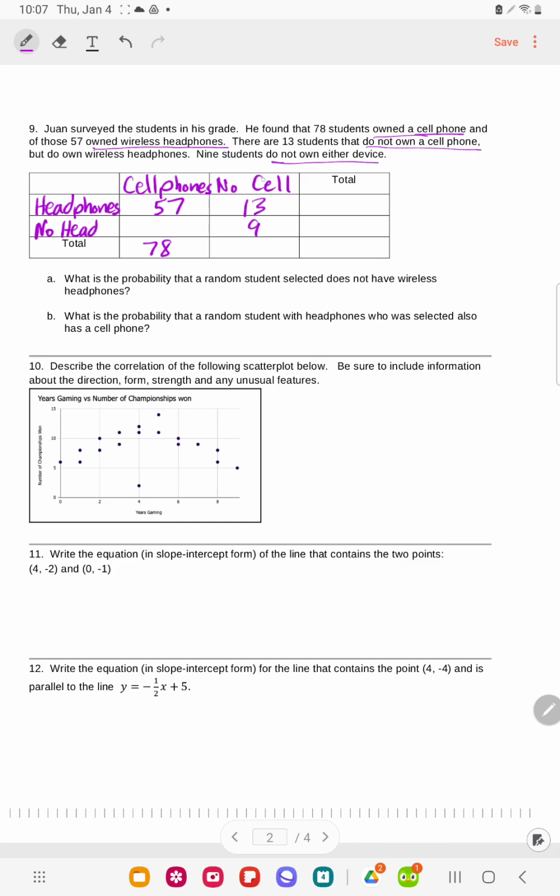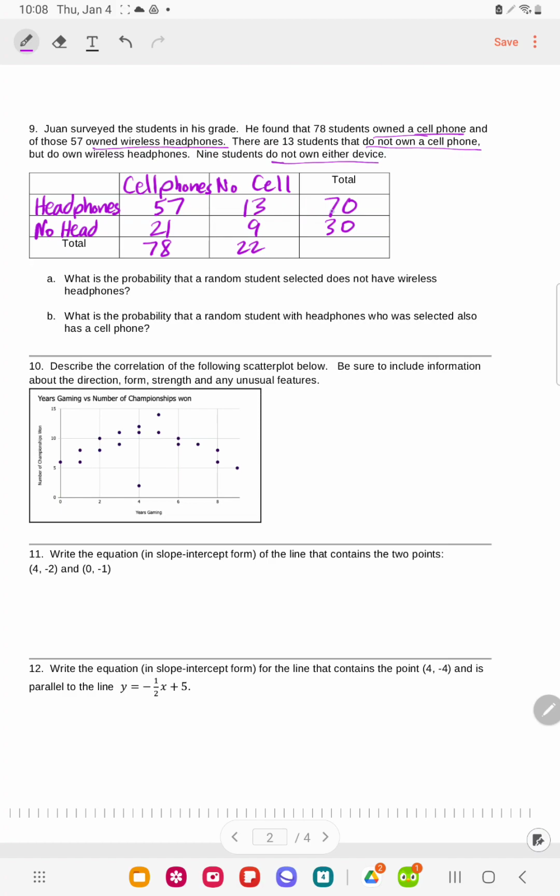So we want to find the total number of students who own no cell phones. We take 13 and 9, and that equals 22. If we want to find the total number of students who own no headphones but do own cell phones, that would be 57 plus a number equals 78, so 21. And then to find the total number of students that own headphones, we have 57 plus 13, which is 70. And then the number of students who own no headphones, 21 plus 9, is 30.